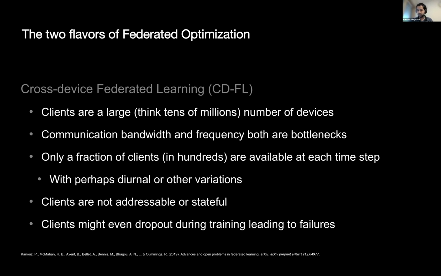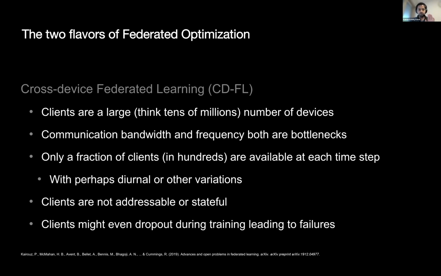Some of them might be in different geographical zones. So if these are mobile phones, some mobile phones might be available only when it's daytime in that geographical zone, etc. Moreover, these clients are not addressable or stateful. The clients might drop out without any notice, and they might not become available ever again in the training process. So whatever you want to do with the client, you do it now and then forget about it.